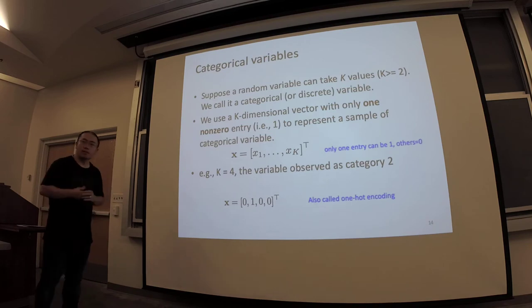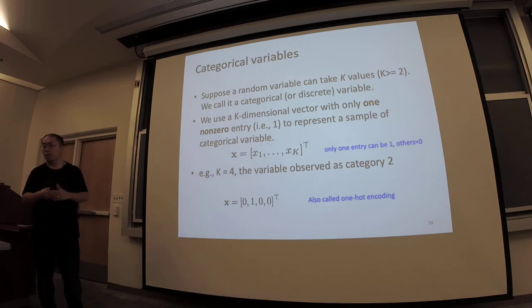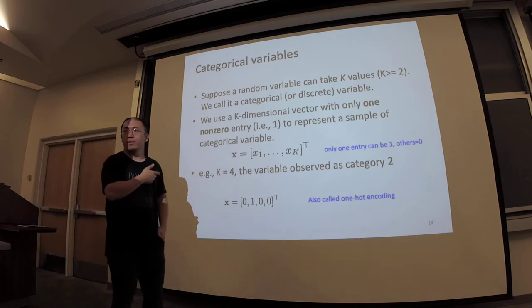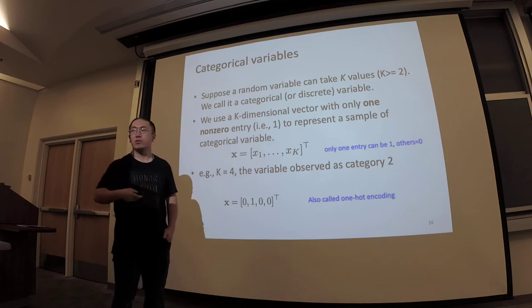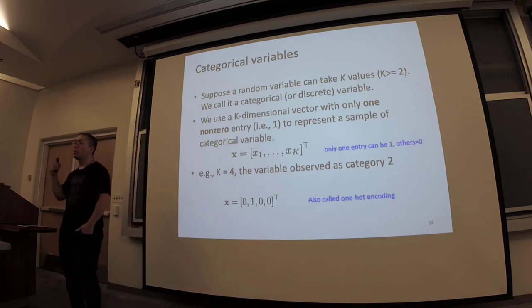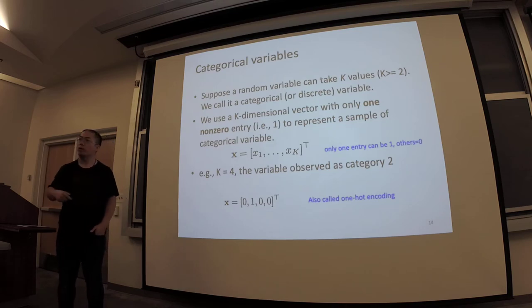So now let us consider a more general case. Suppose we have a categorical variable. That means I have a discrete random variable which can take more than two values, say k values. How can we define a probability distribution over this categorical variable?